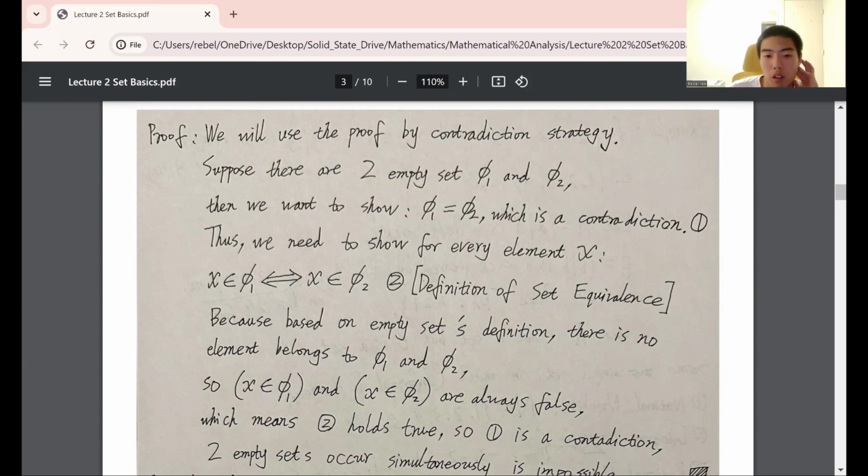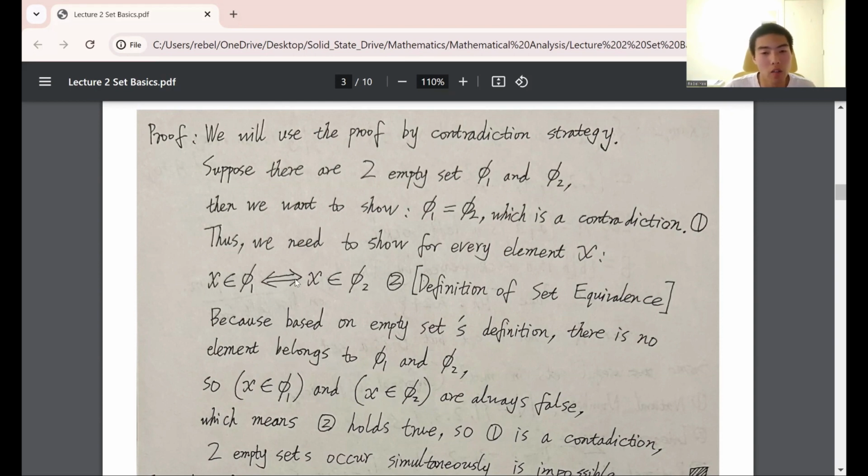Because, based on the empty set definition, there is no element that belongs to one and two, both. So these two statements are always false, because there's no x that belongs to empty set one.